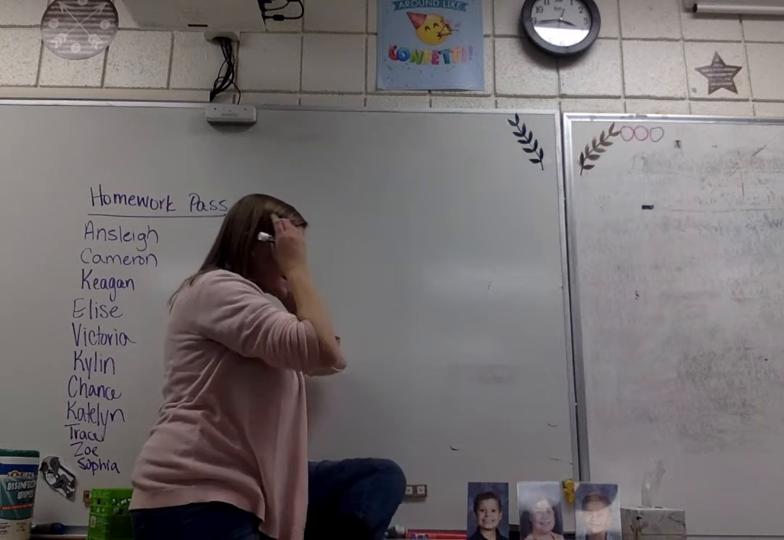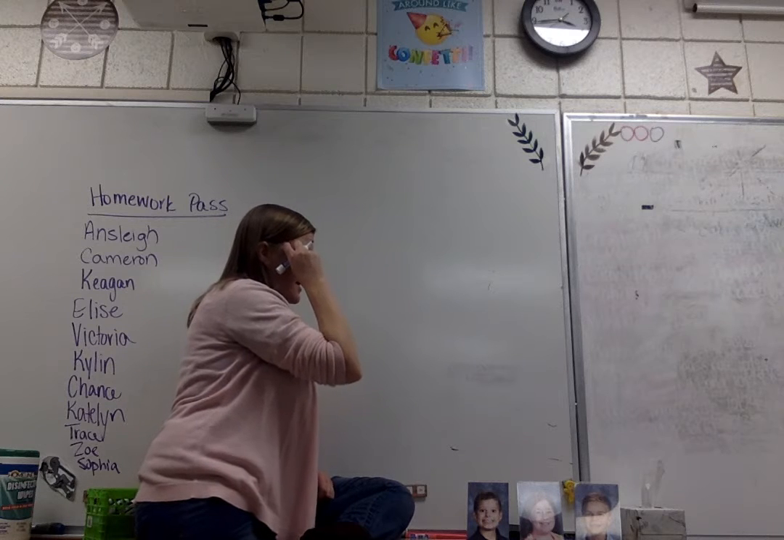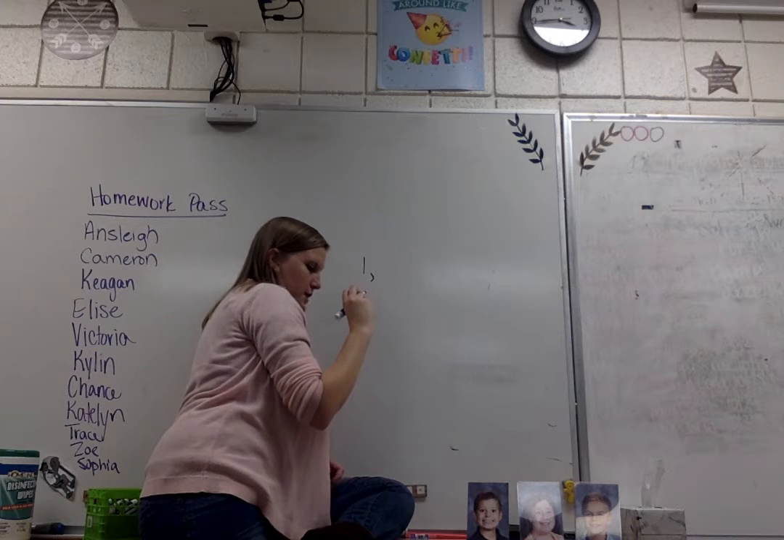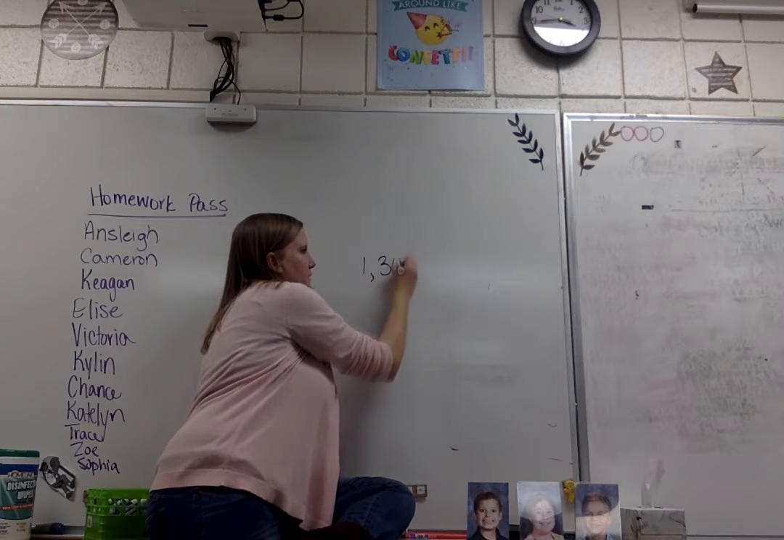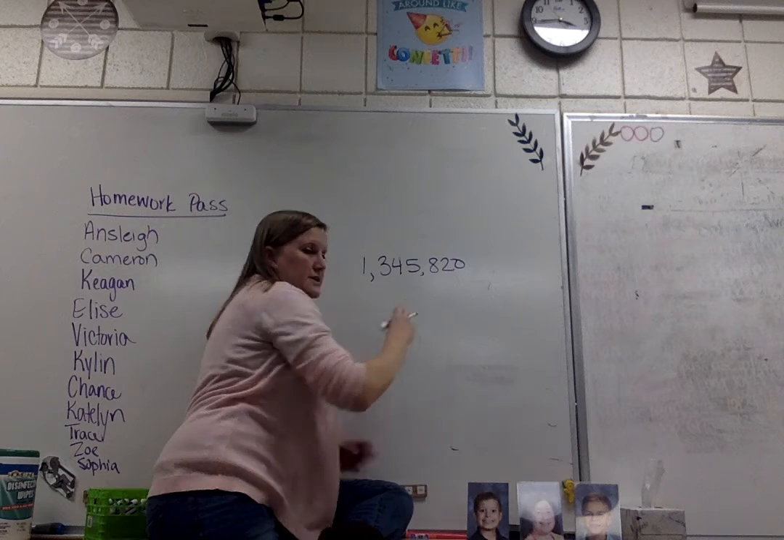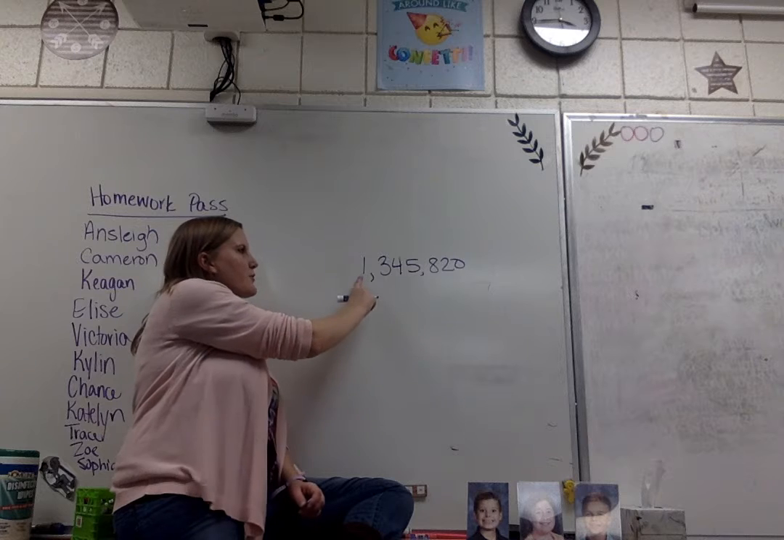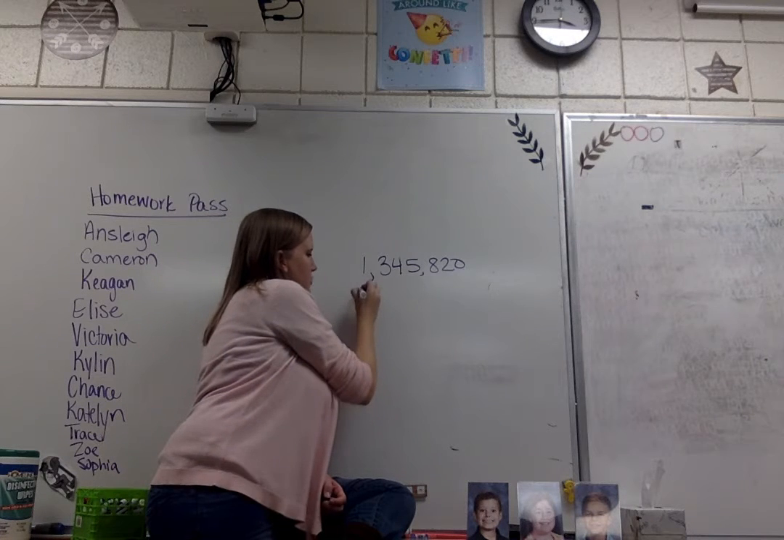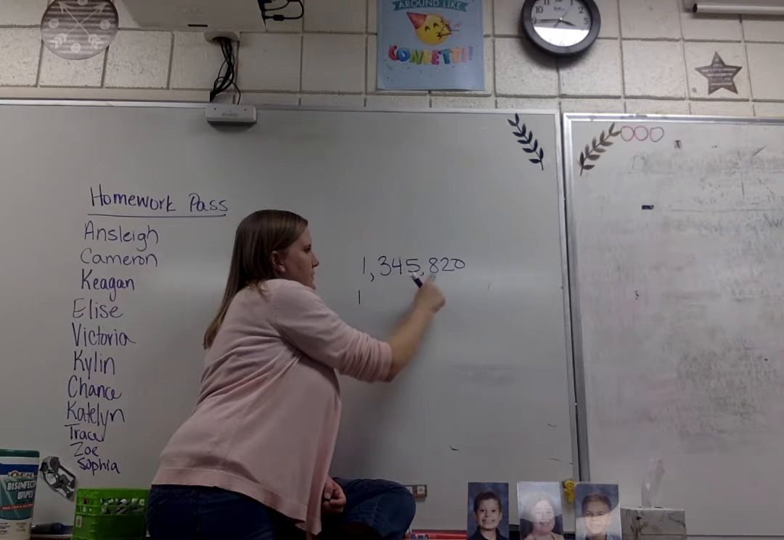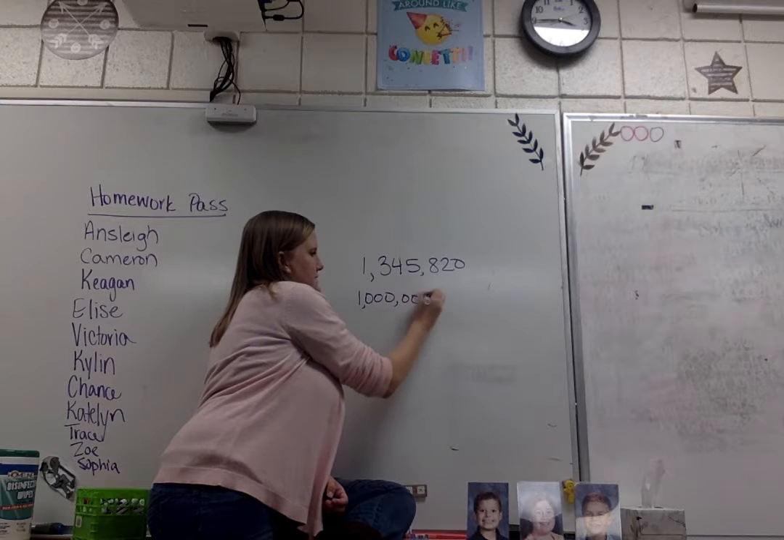All right, write this number in expanded form, 1,345,870. So I'm going to put it in standard first because right now as words, it's kind of hard to see. 1,345,820. Remember, expanded is when you're stretching it out, you're adding up the value. So the 1 is in the millions. So I'm going to say that's 1 million. Remember, the number of zeros is how many places are behind it. 1, 2, 3, 4, 5, 6.